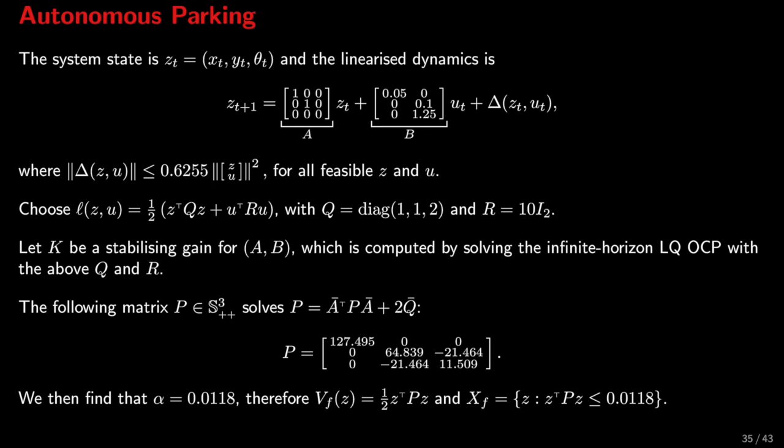Afterwards, we define V_F to be 1/2 z transpose P z. Recall z is the state of the system. And we can verify that the value of alpha, which is equal to 0.0118, satisfies the conditions of the guidelines we stated before. So first we determine eta, and then we determine an appropriate value of alpha. And this defines then the set X_F.